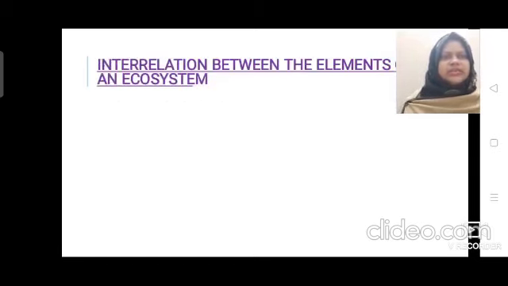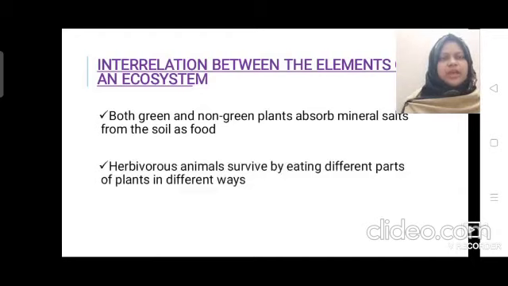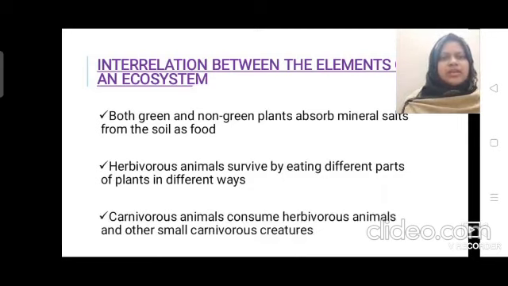Interrelation between the elements of an ecosystem. Both green and non-green plants absorb mineral salts from the soil as food. Herbivore animals survive by eating different parts of plants in different ways. Carnivorous animals consume herbivorous animals and other small carnivorous creatures.